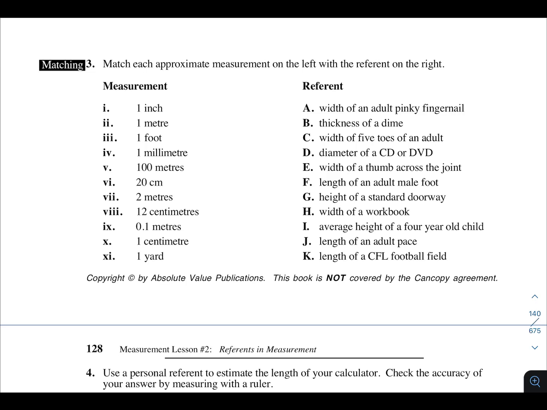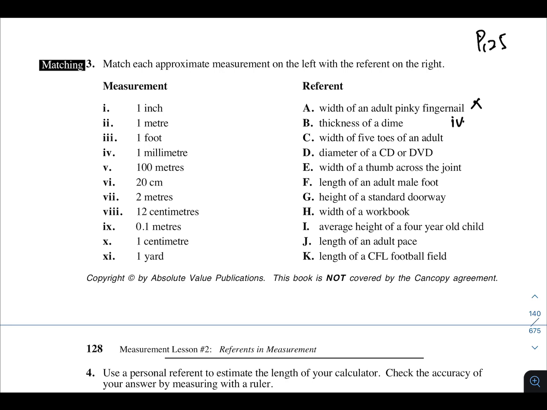Let's do our homework for this part, and you can look at your notebook on page 25. There are some examples for you. The first one is A, size of an adult pinky fingernail, and for this one we know it's 1 centimeter, so the answer is X. B, thickness of a dime, and for this one the answer is 1 millimeter, so the answer is number 4.